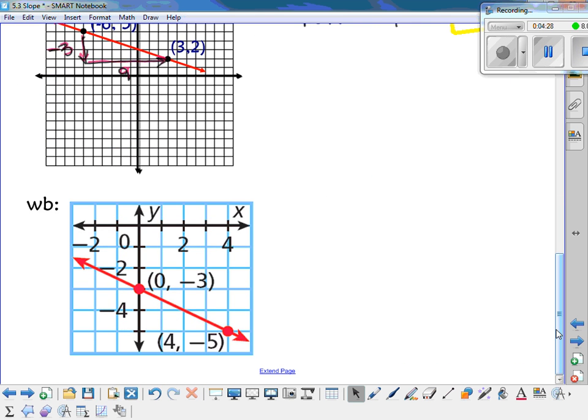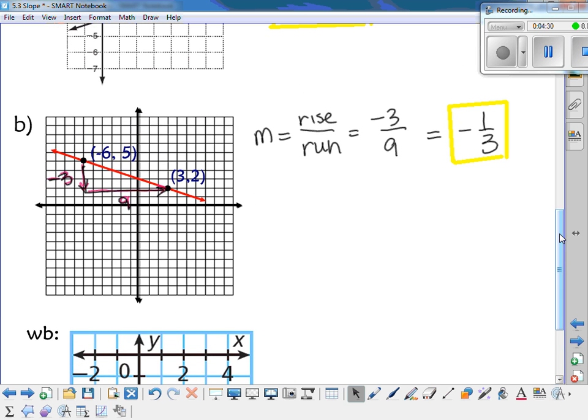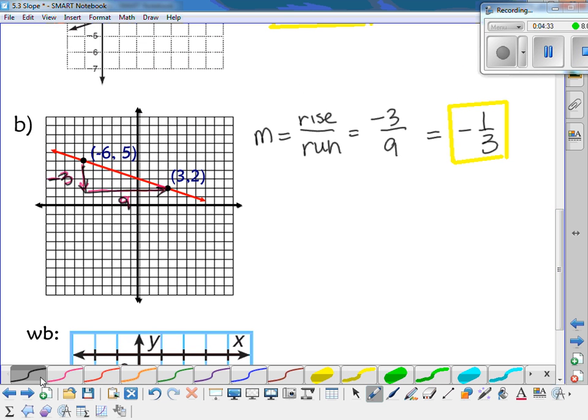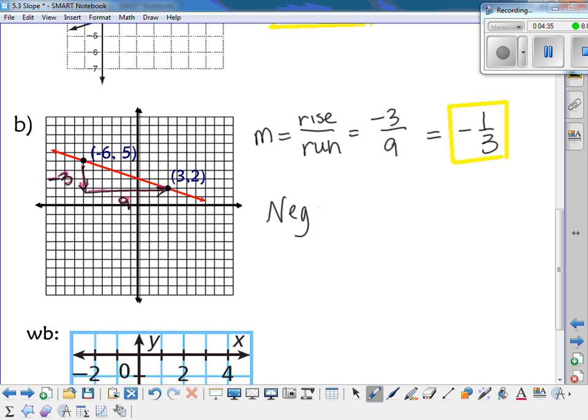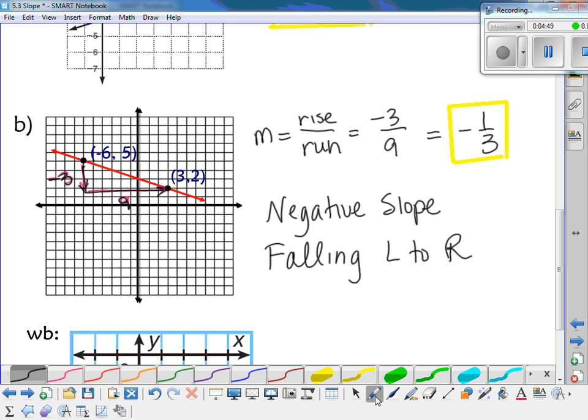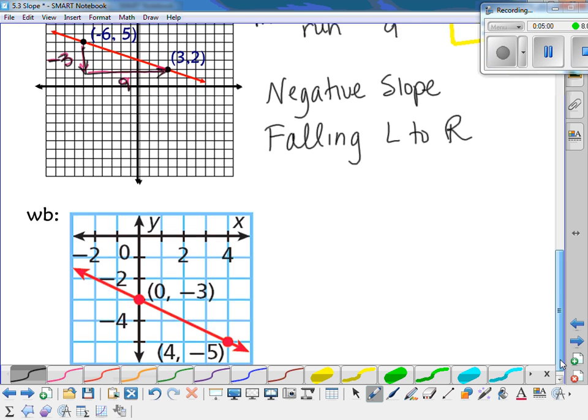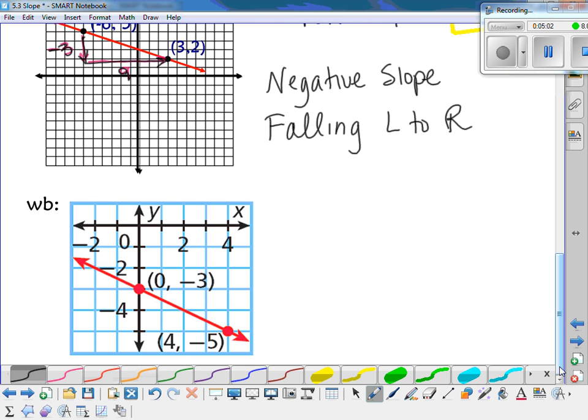Okay, so, oh, I'm not done writing on that one, actually. So negative slope. If we have a negative slope, that means that it is falling as I go left to right. Negative slope, it's falling as we go left to right. So I know that's a little bit hard to see, but go ahead and give that one an attempt on your whiteboards.